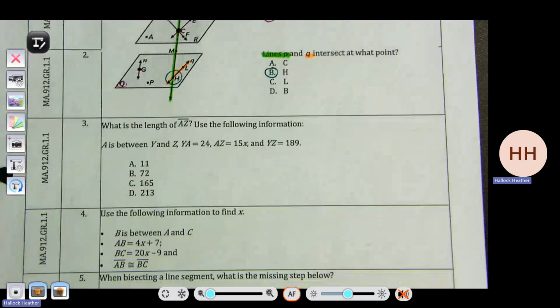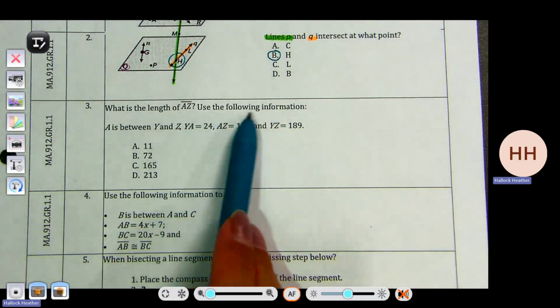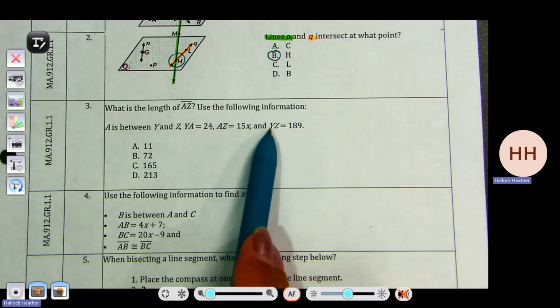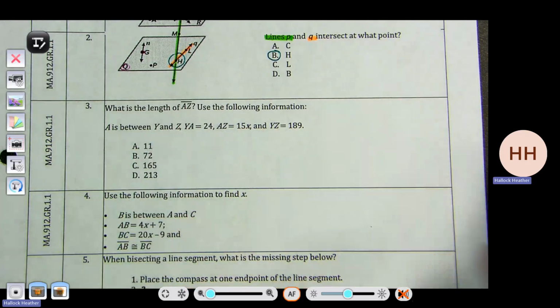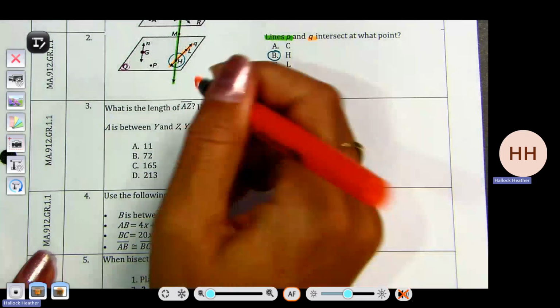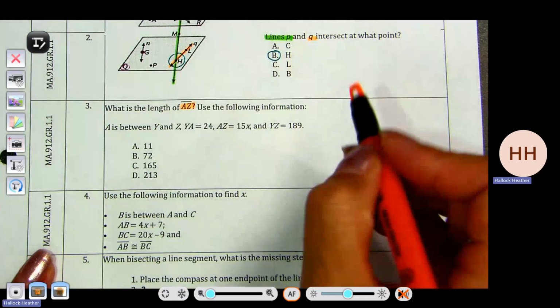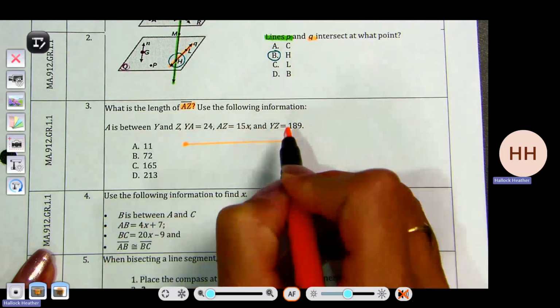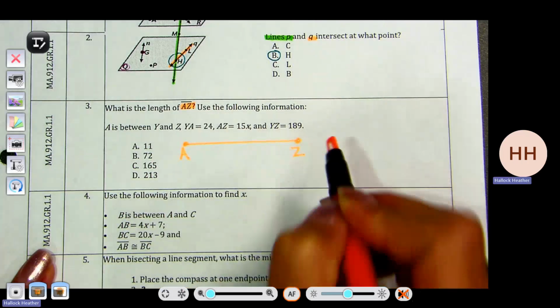Number 3 says, what is the length of AZ? Use the following information. A is between Y and Z, YA is 24, AZ is 15X, YZ is 189. This is a lot of information. When in doubt, draw it out. It tells me A to Z, so I'm going to draw a line right here. I have A and Z. This is A, and this is Z.